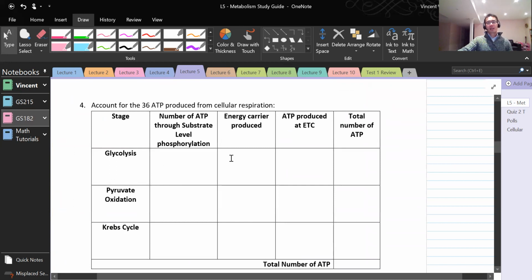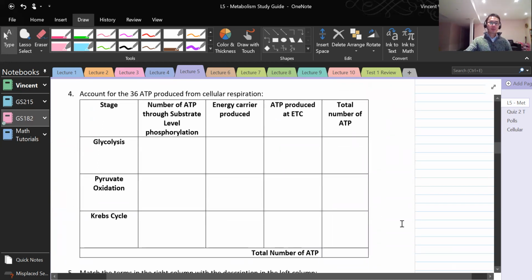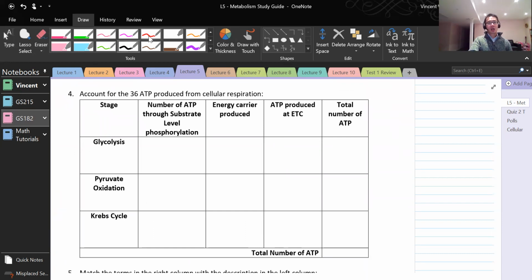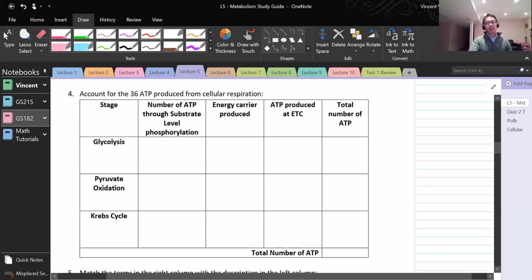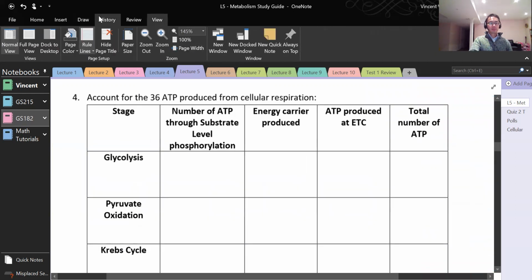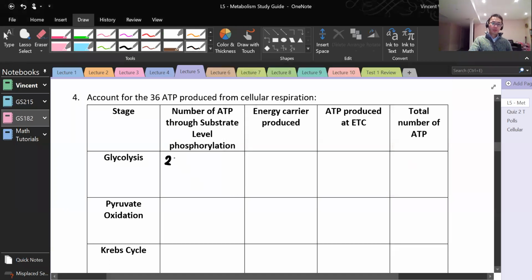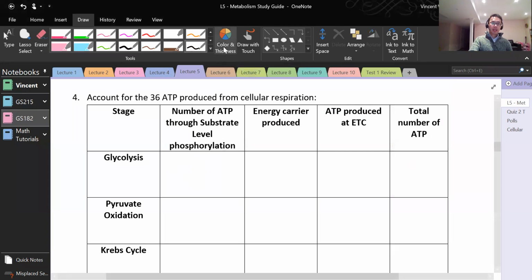So in this case, we're going to try to account for the 36 ATP that is being produced in the entire process. So let's start with glycolysis. Number of ATP through substrate level phosphorylation. How many do we produce through SLP in glycolysis? Anyone? Two net, that's correct. 2 ATP net.